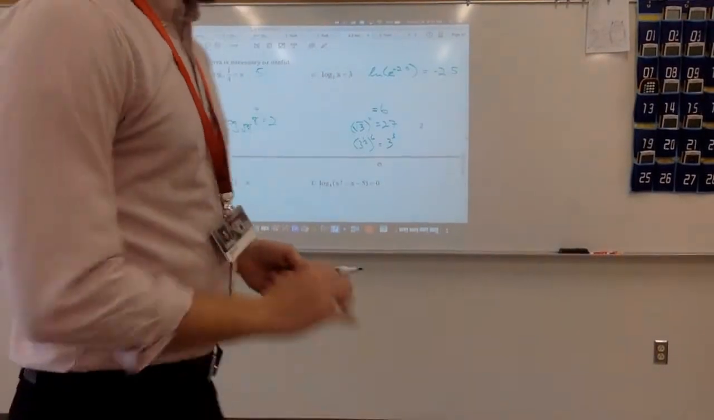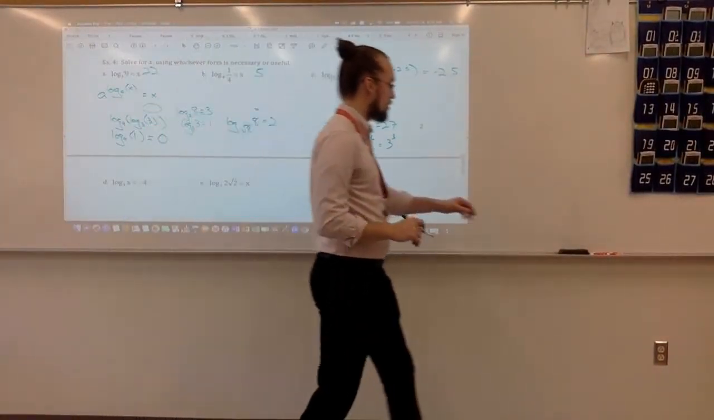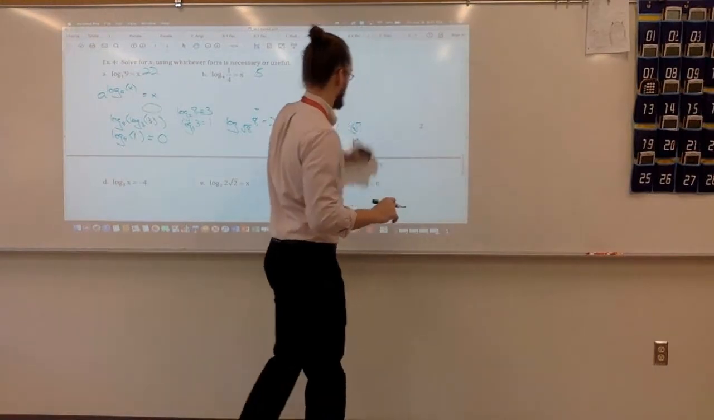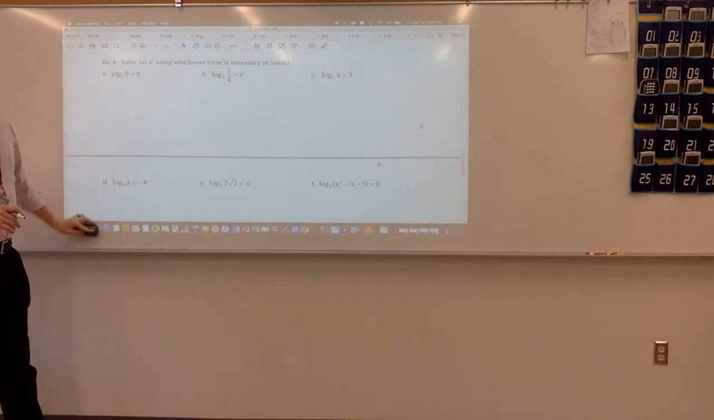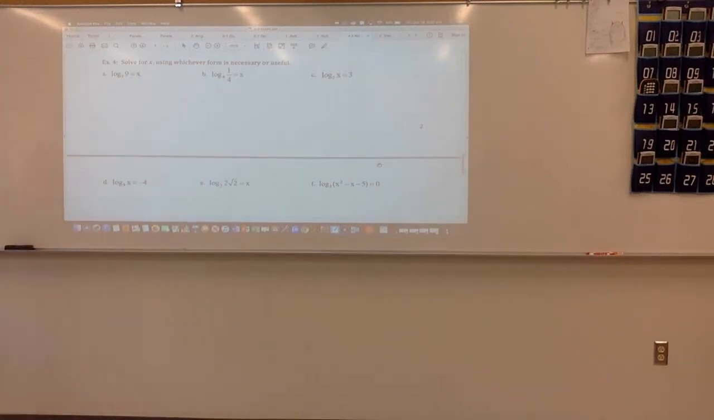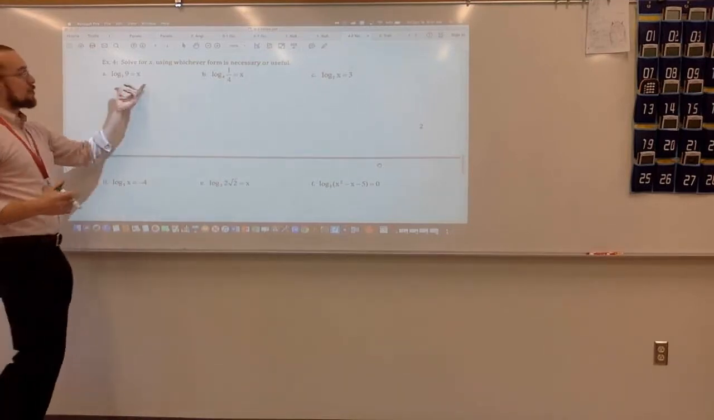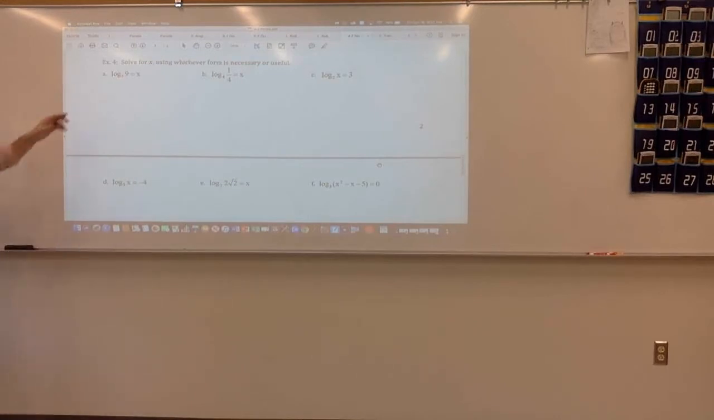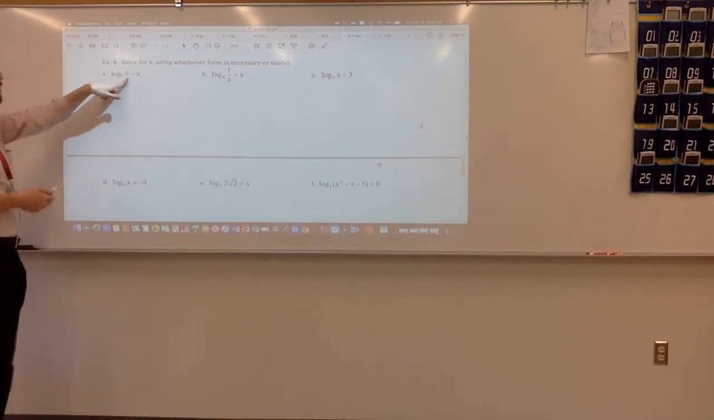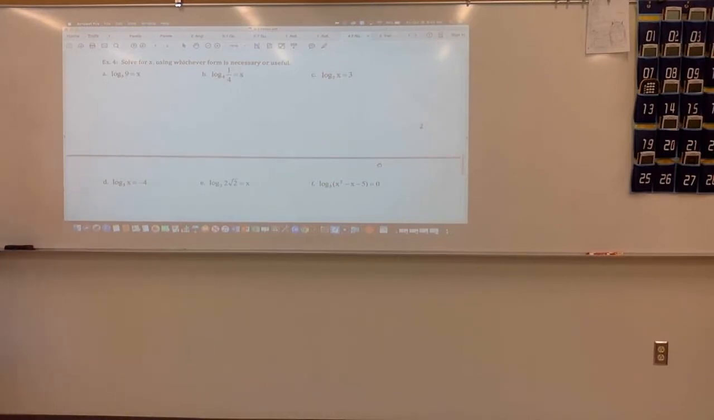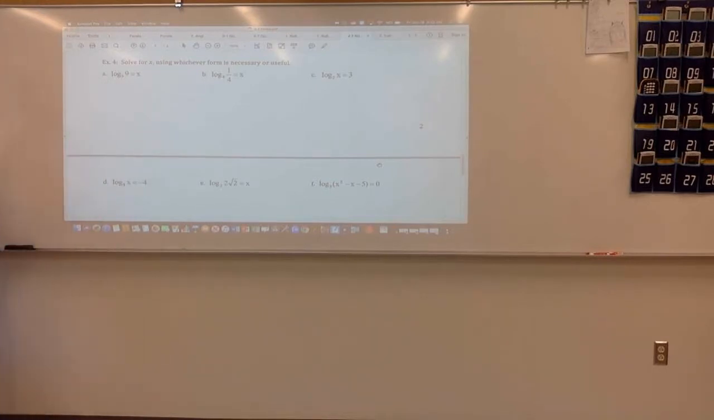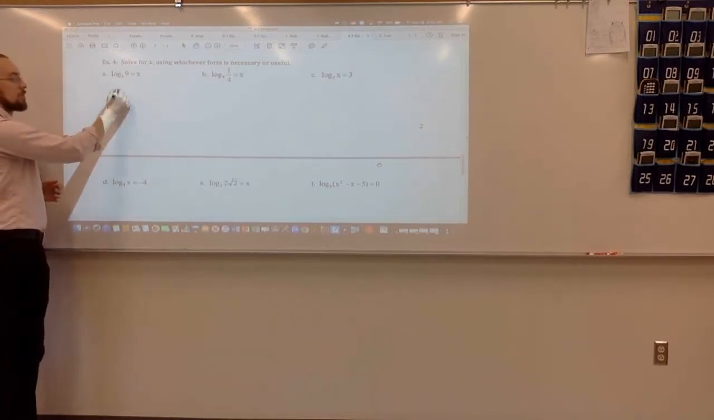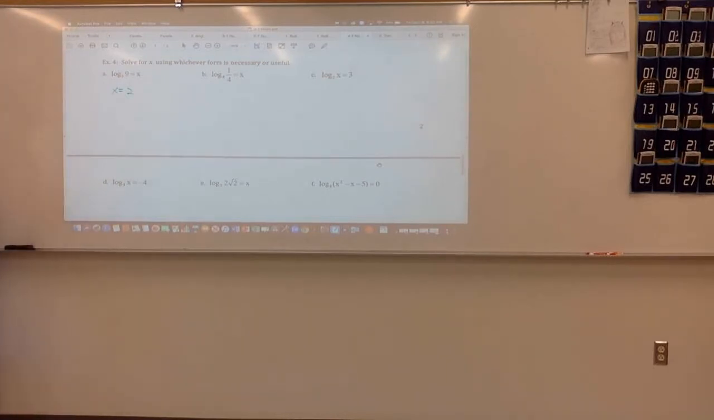On these ones, I don't think the unit circle is going to help you. For all of these, we're just trying to say, this number to what power equals this? This is a pretty straightforward one, right? 3 to the 2nd power equals 9. So here, x would equal 2.